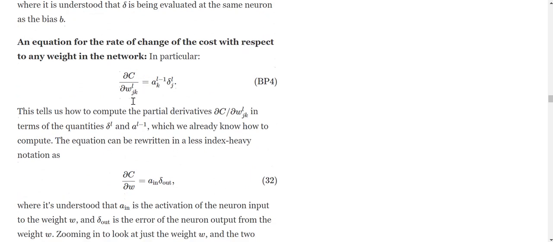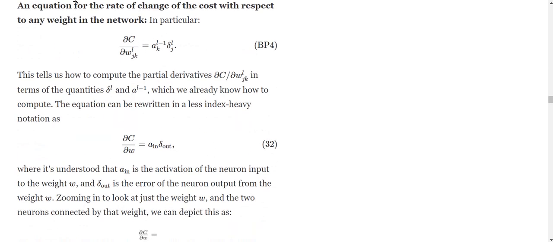So now we are at the fourth equation of backpropagation, an equation for the rate of change of the cost with respect to any weight in the network. In particular, the partial derivative of C with respect to the weight connecting the kth neuron of the L minus 1th layer to the jth neuron of the Lth layer is the activation of the kth neuron of the L minus 1th layer times the error in the jth neuron of the Lth layer.